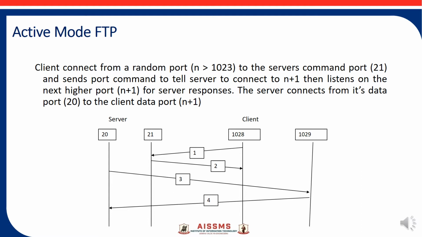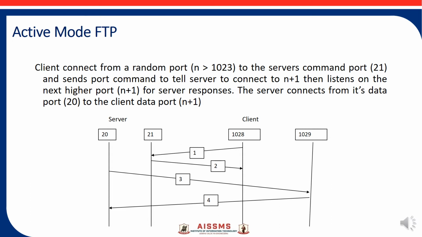First we will see active mode. In active mode, the client connects from a random port, and the port number should be greater than 1023. If any client wants to communicate with the server, then first it has to connect to the command port 21 and send the PORT command to tell the server that it wants to connect to n+1. Then it listens on the next higher port, meaning n+1, for the server response, and the server connects from its data port 20 to the client data port n+1.